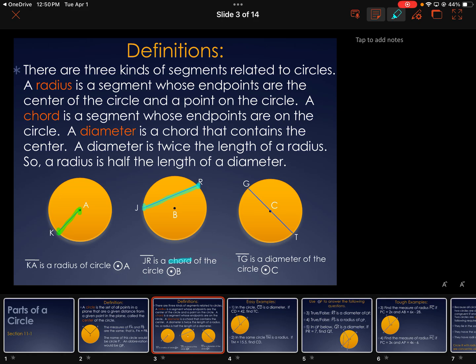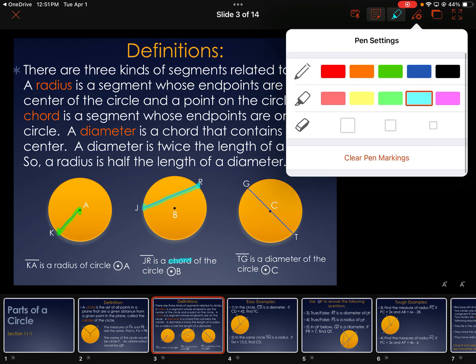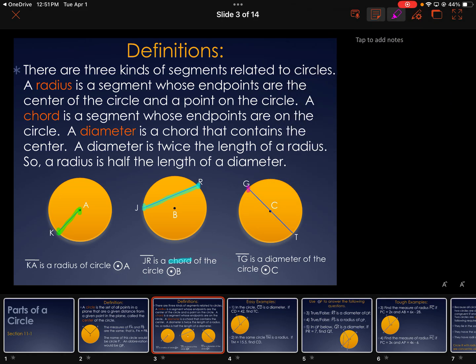A diameter is a chord. It contains the center. So here's a point on a circle, here's a point on the circle. If you connect them, that makes a chord. And notice how that chord also has the center in it. That's what a diameter is. Okay, now if you think about it, your diameter is actually two radii put together. So that diameter is going to be twice the length of a radius. So the radius is half the length of the diameter.